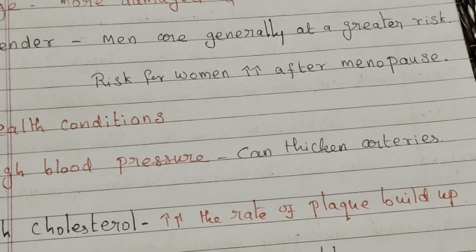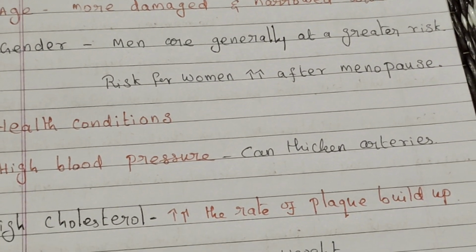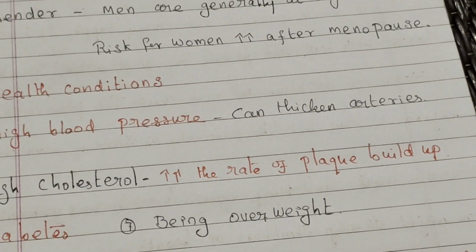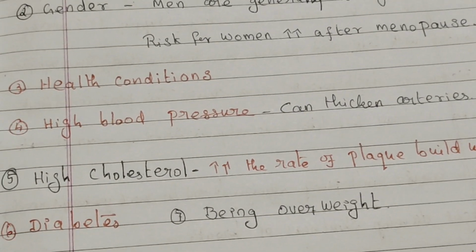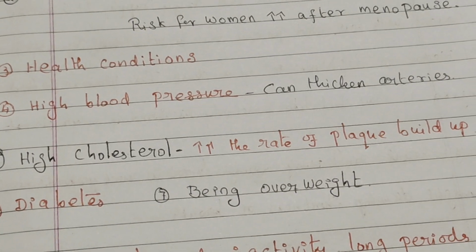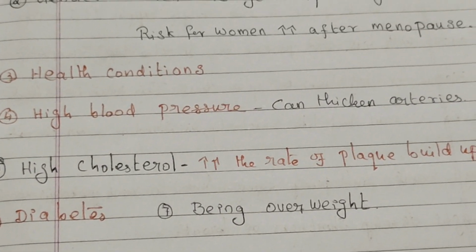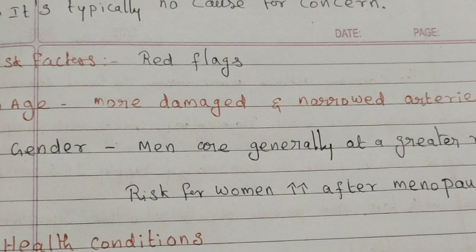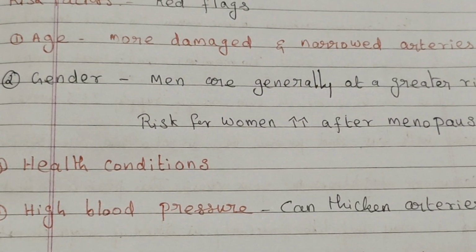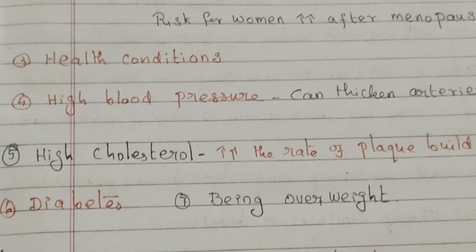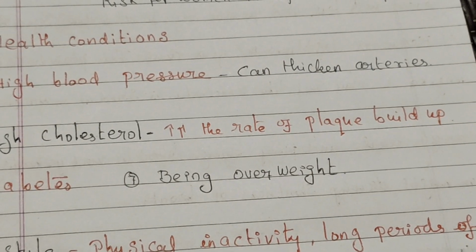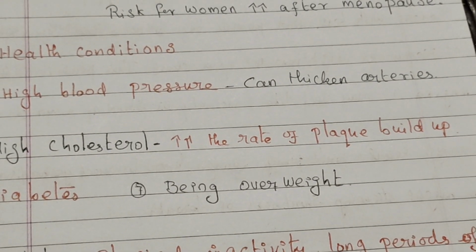Then high blood pressure, which can thicken arteries. Then high cholesterol, increasing the rate of plaque buildup. Then diabetes, then being overweight. So age, gender, and existing health conditions like high blood pressure, high cholesterol, diabetes and being overweight are associated with a higher risk of coronary artery disease.